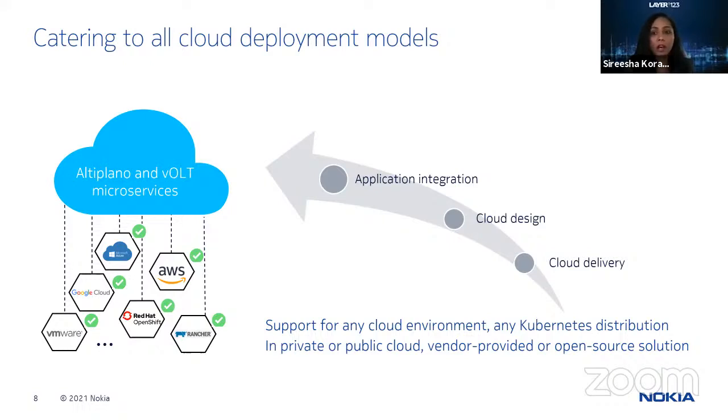For example, cost, regulatory compliance, security, ecosystem, and lots of things. And most importantly, it's also IT skills, because not all operators have the skills to be able to maintain their own cloud deployment. So it's very important for the SDN controller to be able to cater to different deployment models and support for any cloud environment, any Kubernetes distribution in a private or public cloud, whether it's a vendor provider or an open source solution.